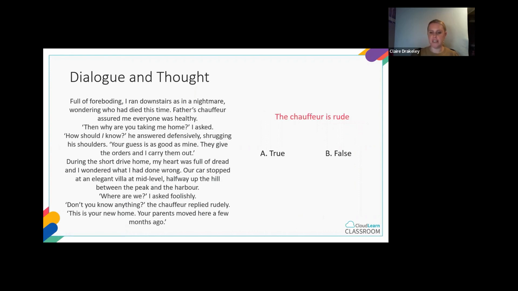So the chauffeur is rude. Do we get that from this passage? Do we get that the chauffeur is rude? Is he just a man doing his job, or is he actually quite rude to this young child? Oh, well done. All the votes are in. Let me share the results. Nearly all of you said that true. Yeah, the chauffeur is rude. What made you say that then? Where do we get the rudeness from in this passage?